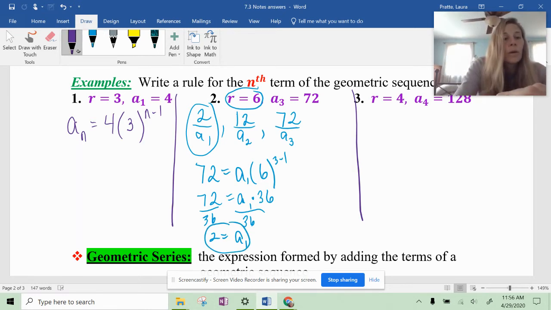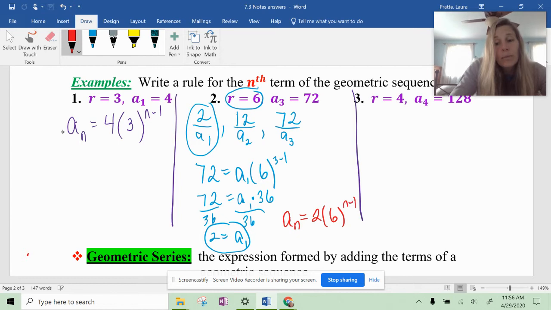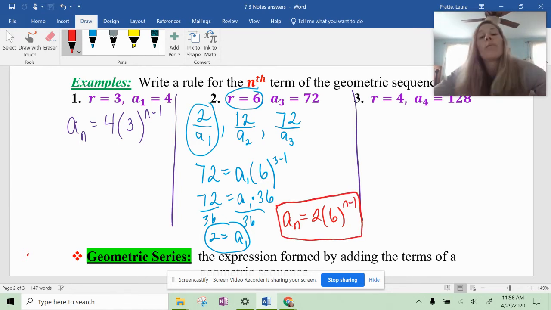So now when I go to write my rule, it is just a sub n equals 2 times 6 raised to n minus 1. Again, whenever you write the rule, the n still needs to be a variable, and the a sub n is the variable. The a sub 1 and the r are the ones that get plugged in because those are constant. The first number in the sequence can't change, and the common ratio doesn't change, but the other numbers in the sequence depend on which one you're finding.